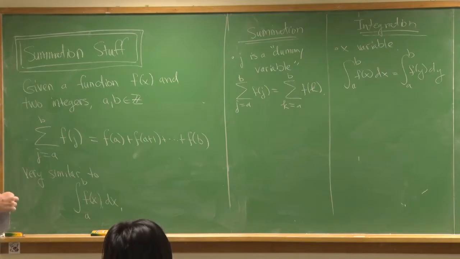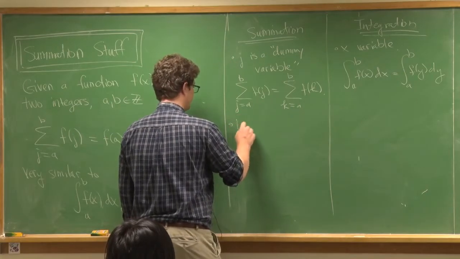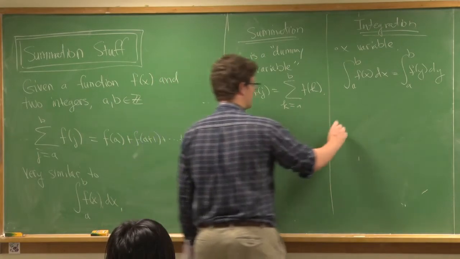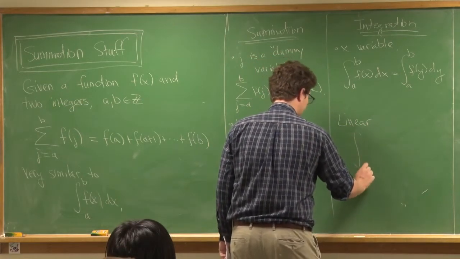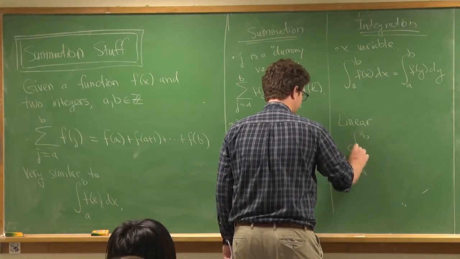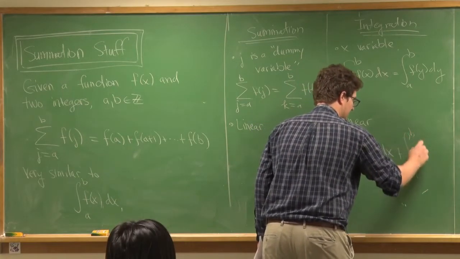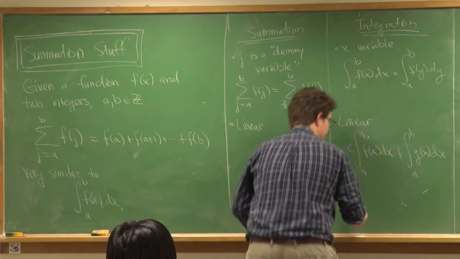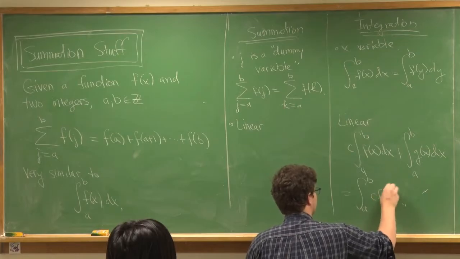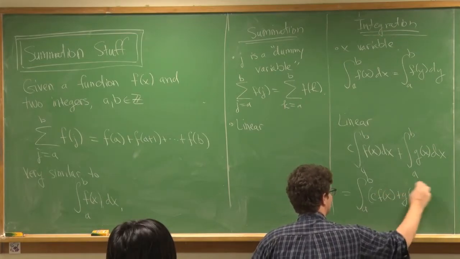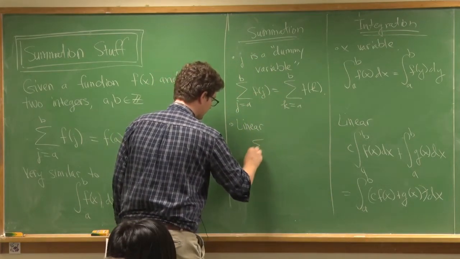Okay? It's also linear, right? So they're both linear. So this one's also linear. And by this I mean that c times the integral from a to b of f of x dx plus the integral from a to b of g of x dx is equal to the integral from a to b of c f of x plus g of x dx. On this side, you could do the same thing.